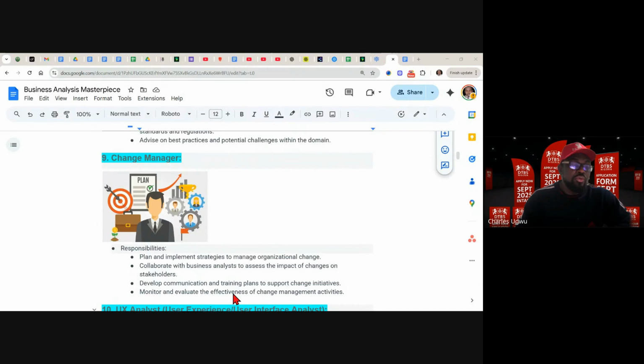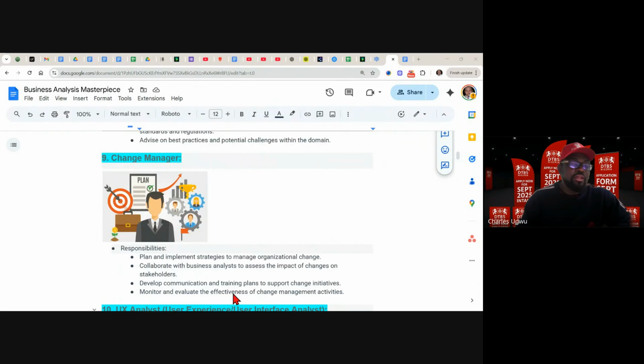So you will equally monitor and evaluate the effectiveness of change management activities, whether people are happy or people are buying it or people are revolting. That will decide whether you need to change your plan. So you can see, with all I've stated, it's not a very easy task. You know, it's not easy.